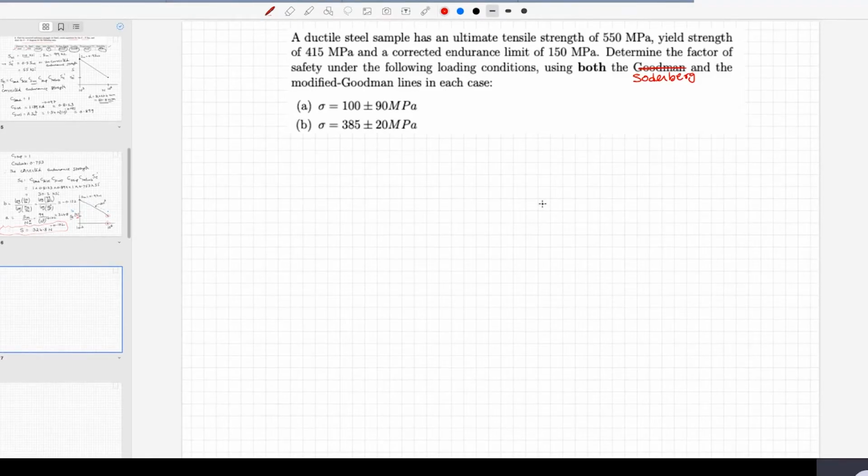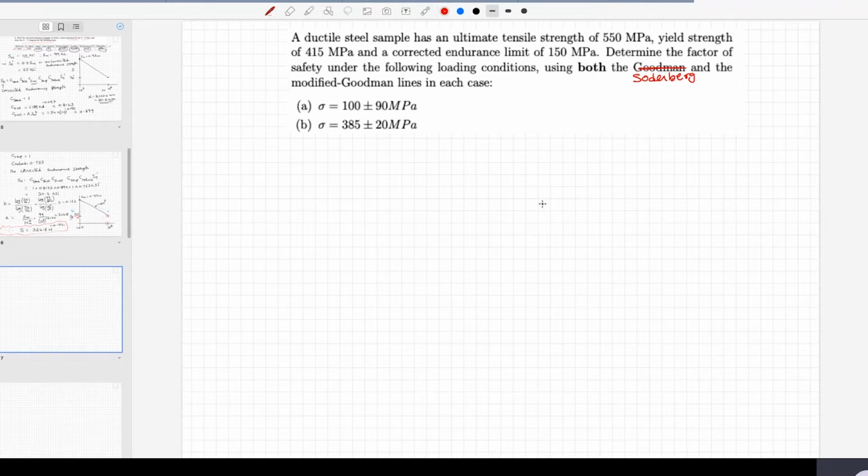Okay, welcome back. So in this class, we will look at certain problems involving the effect of mean stress and also estimating the life in the case when you have mean stress acting on the specimen. Okay, so this is a problem that we are going to solve.